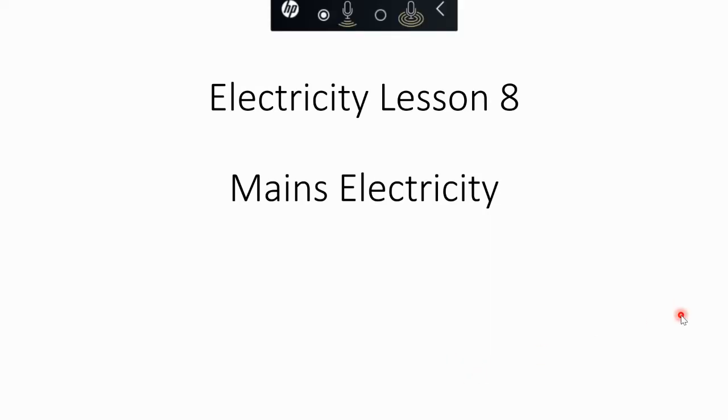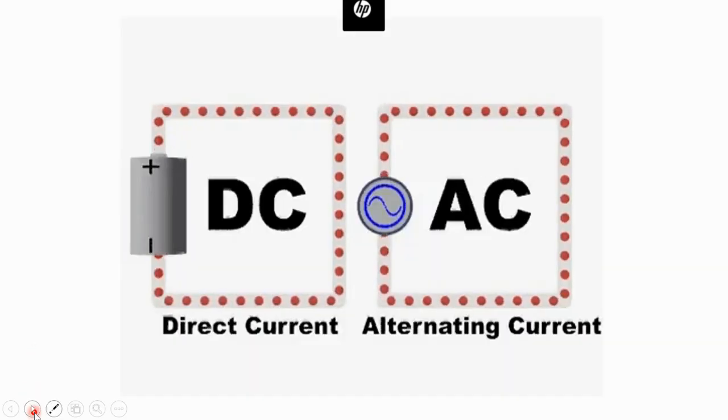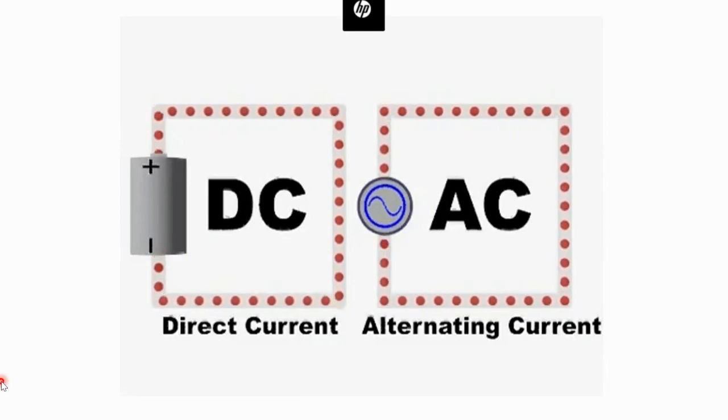Hello and welcome to Electricity Lesson 8. Today's lesson is all about mains electricity. So that means electricity you get through the plugs and sockets in your home, at school, and so on. So firstly, we are going to look at the two ways electricity can actually flow.